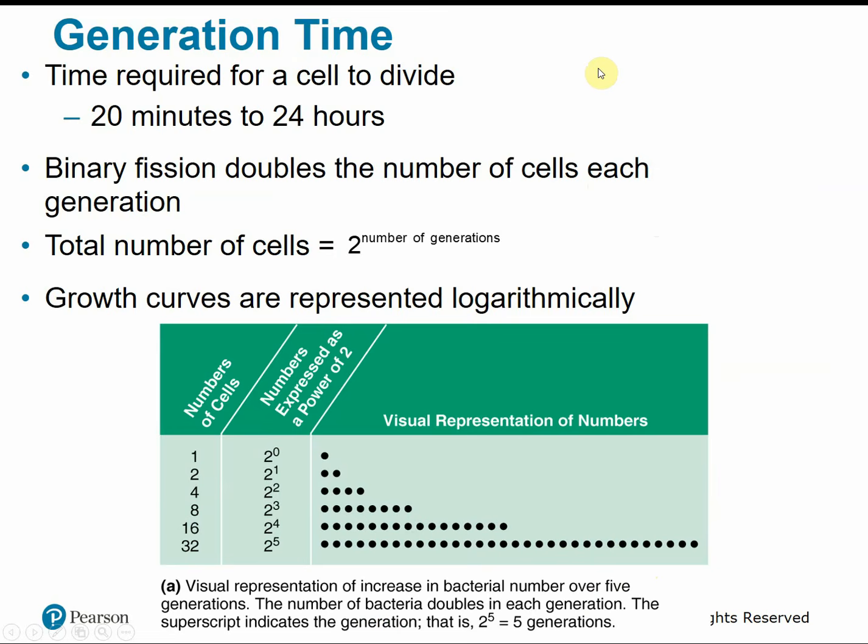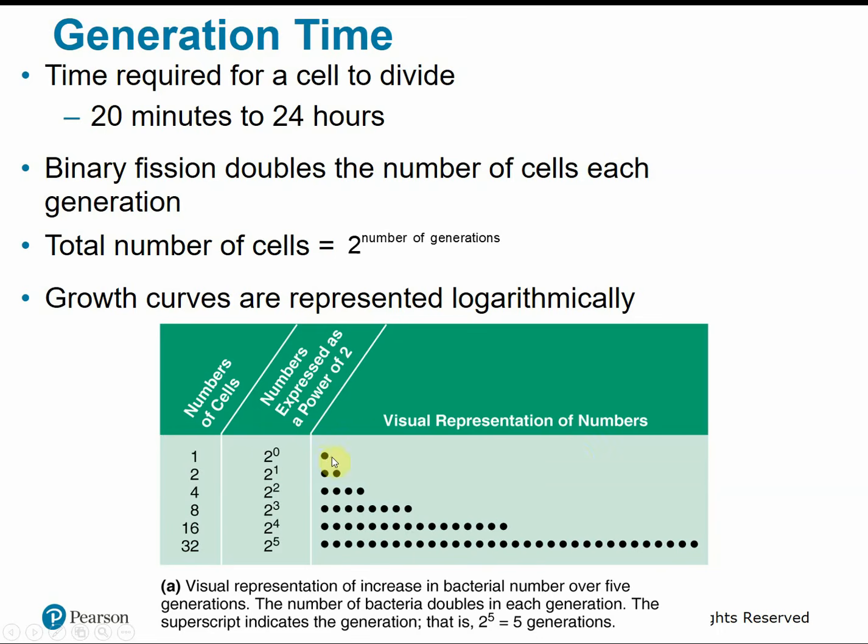Because bacteria undergo binary fission, they can increase their numbers very rapidly and exponentially. The generation time is the time it takes for a cell to divide. This generation time can range from 20 minutes to 24 hours. Binary fission is going to double the number of cells every generation. Because after just a few generations we start to deal with exceedingly large numbers, growth curves are usually represented logarithmically.